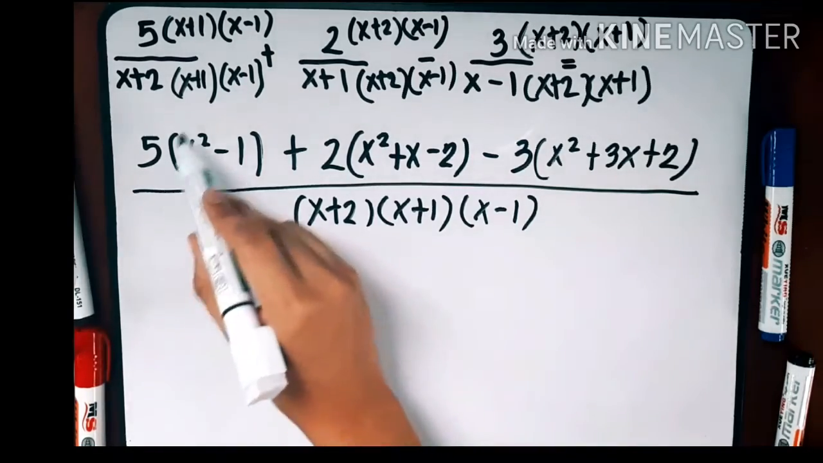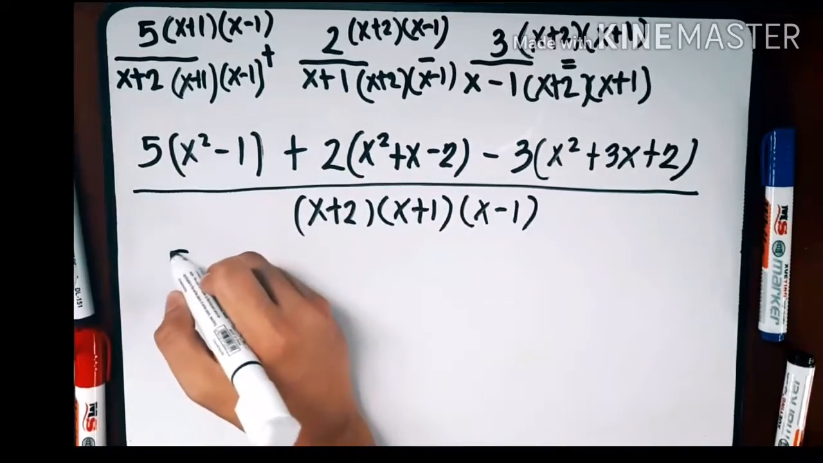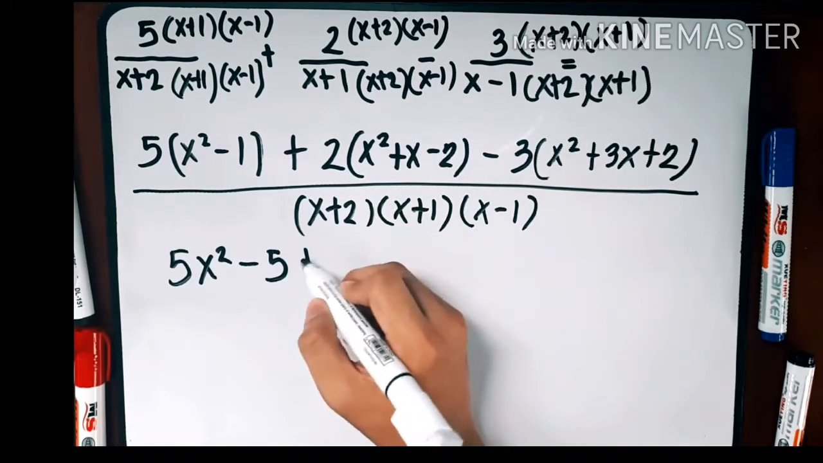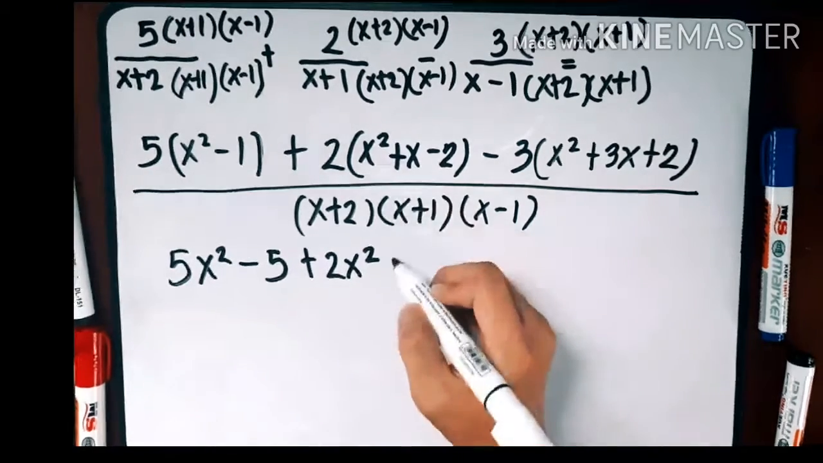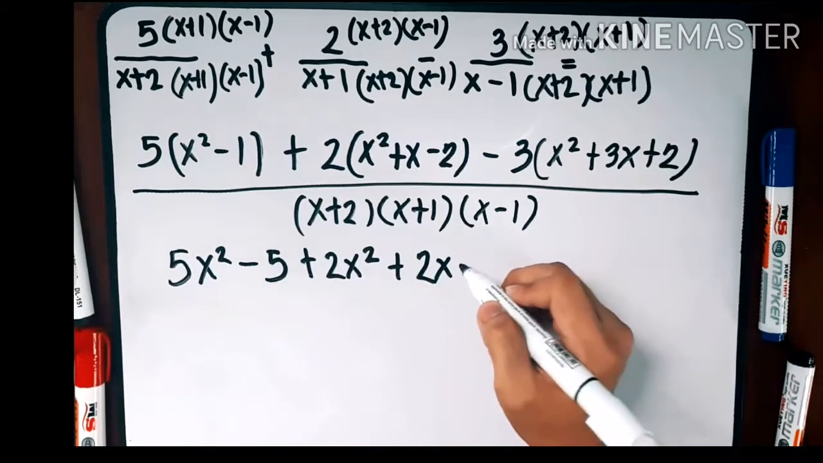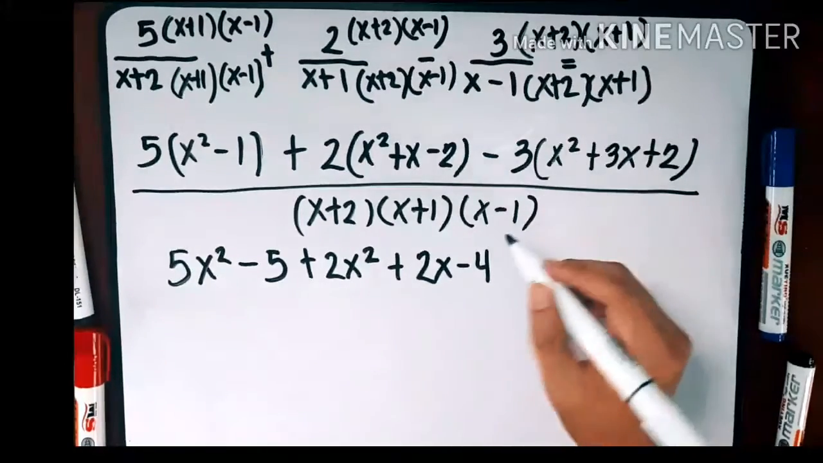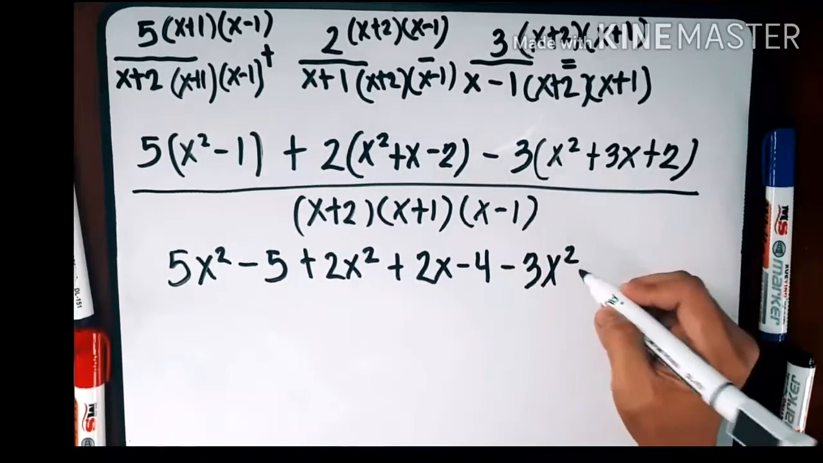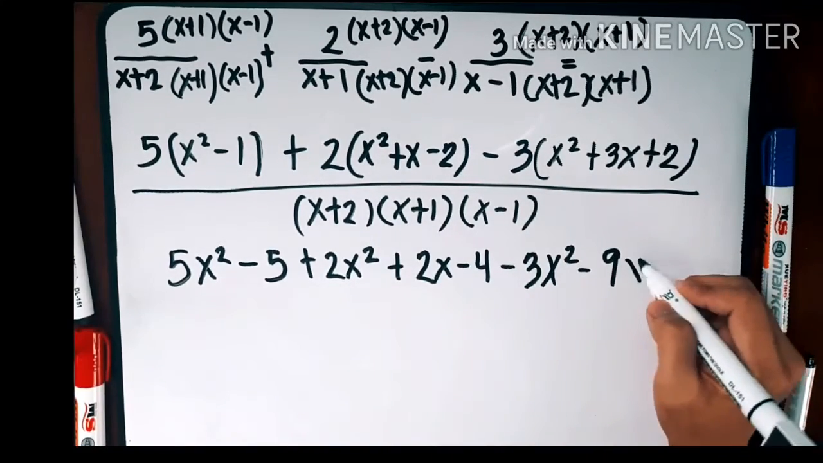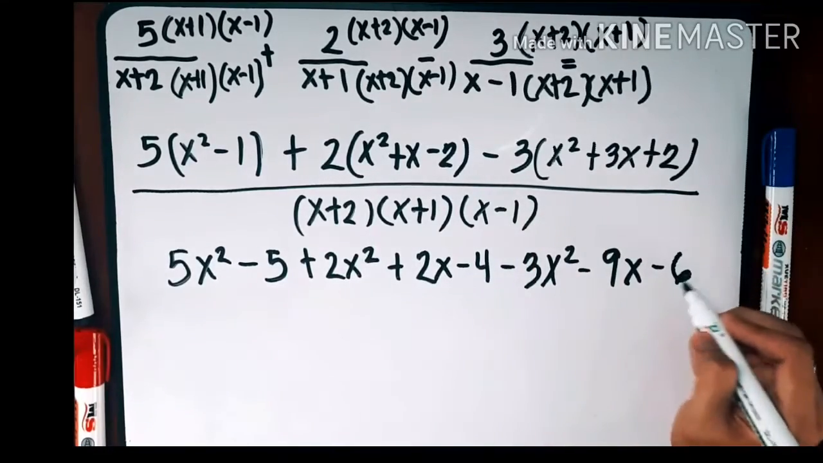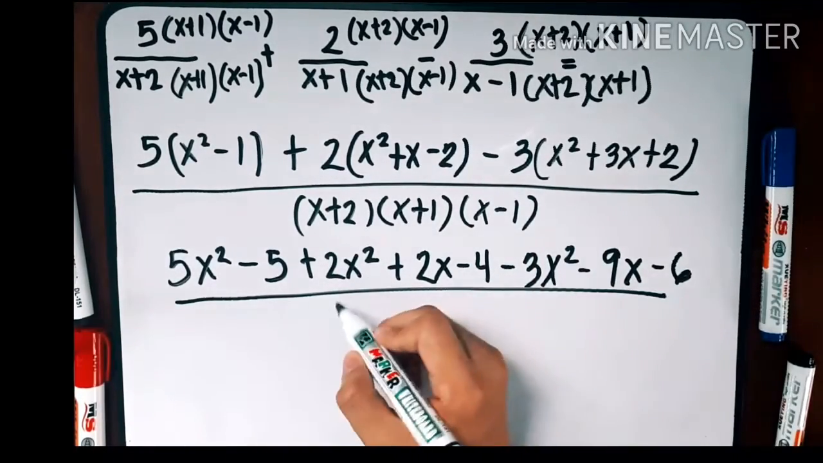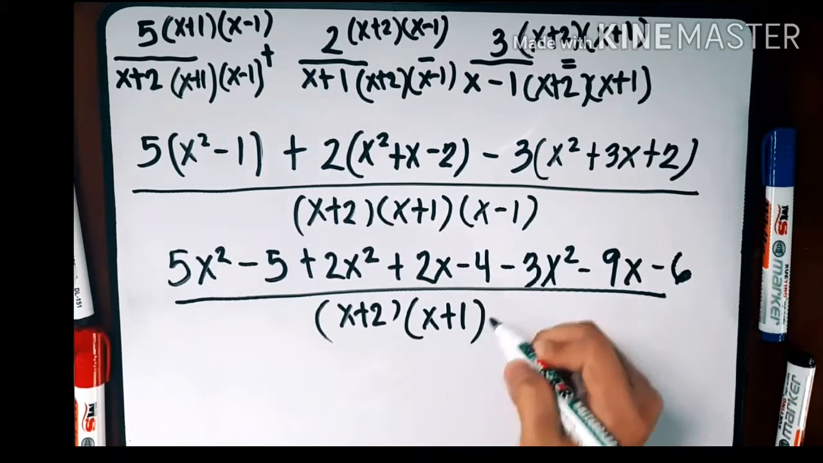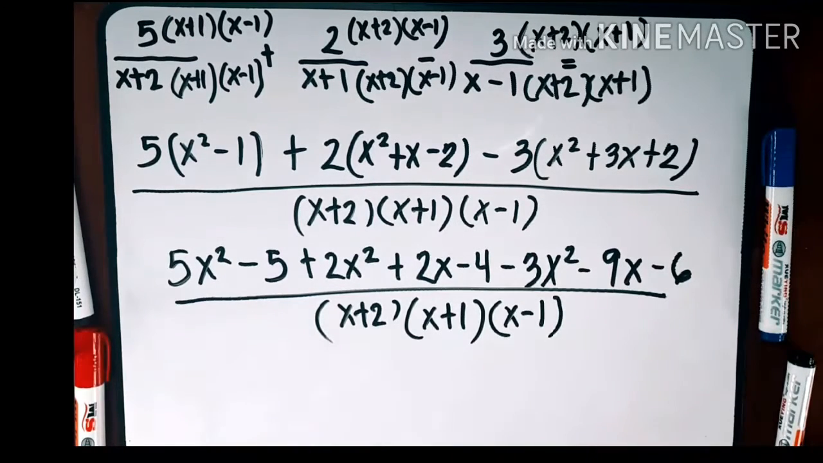Next step is distribute lang natin. 5x squared minus 5 plus 2x squared plus 2x minus 4, minus 3x squared minus 9x and minus 6, over x plus 2, x plus 1, and x minus 1.